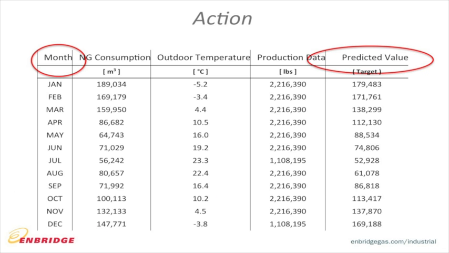So if you look again, the same data: month, natural gas consumption, outdoor temperature, production data, and now I added this predicted value that Excel gave me. Excel told me this is what I think you should be using in those months. I just put it into this last column now.